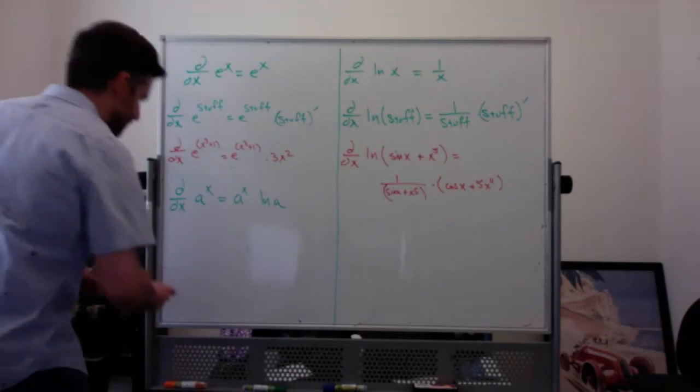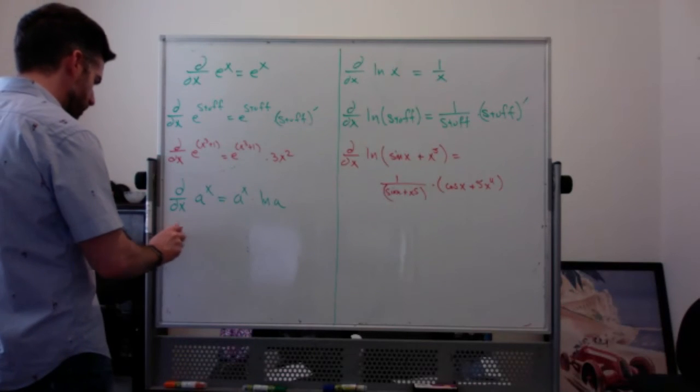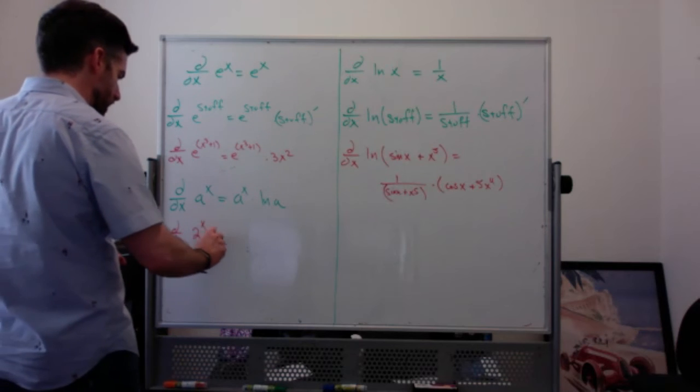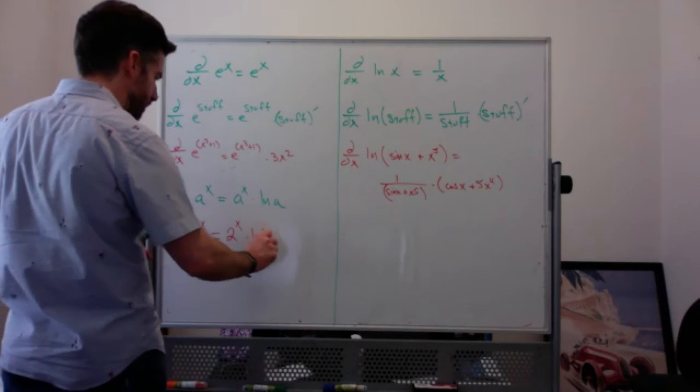So an example of this would be the derivative of, say, 2 to the x, which is just 2 to the x times natural log of 2.